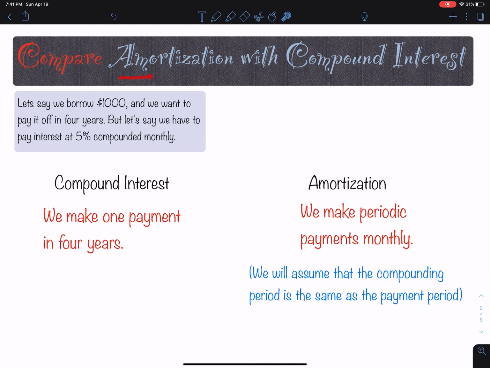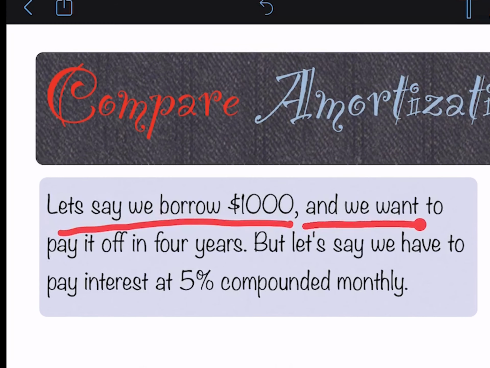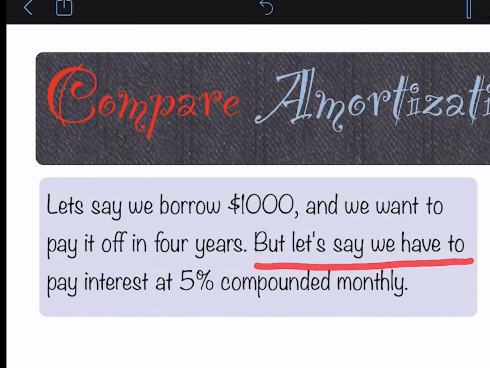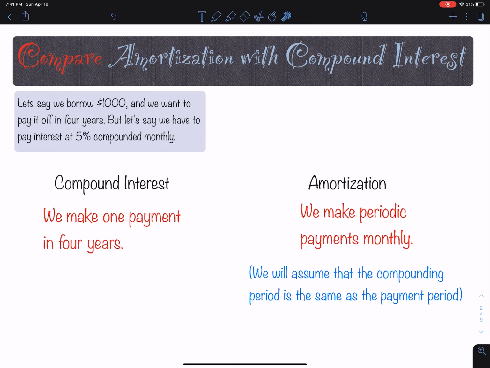First, I'm going to compare amortization with compound interest. So let's say we borrow $1,000 and we want to pay it off in 4 years. But let's say we have to pay interest at 5% compounded monthly. All right, so we're borrowing $1,000 and we want to pay it off. So we're borrowing. This may be an amortization question, or it may be a compound interest question.